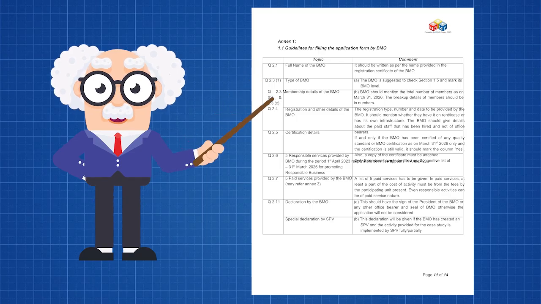Section 1.2, Level of BMO. It also explains the level of BMO in more detail. A national-level BMO has members from more than 1 state of India. A state-level BMO has members from more than 1 district within a state or union territory. And a district, cluster, SPV, or industrial area-level BMO has members from only 1 district or an even smaller area within a district. Annex 1 also repeats the eligibility criteria for the award-winning activity, which we already covered earlier in this video.